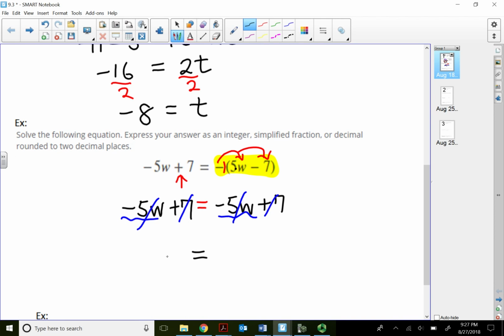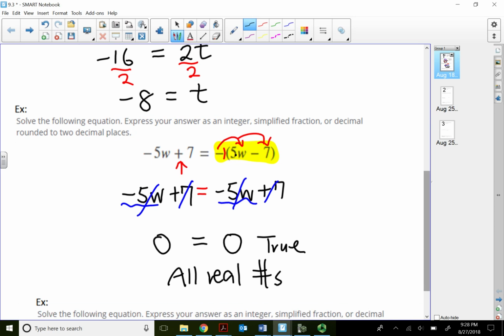And the 7 also cancels out, so I end up with 0 equal to 0, which is a true statement. That indicates my answer is all real numbers. Because if you look up here, negative 5w plus 7 is exactly equal to negative 5w plus 7. So the left side is already equal to the right side. So that would be all real numbers. Okay, if you go back and look at your 9.1 handouts, at the very beginning there are three types of solution. One of them says all real numbers, and you see that when the left side is exactly equal to the right side.